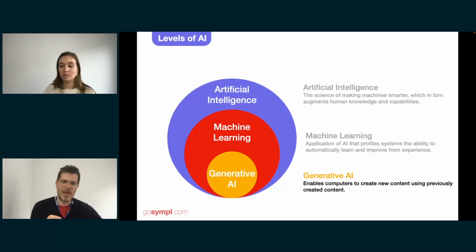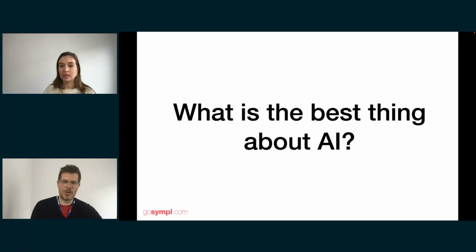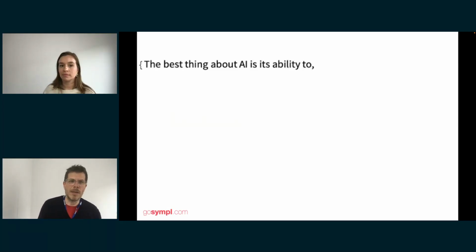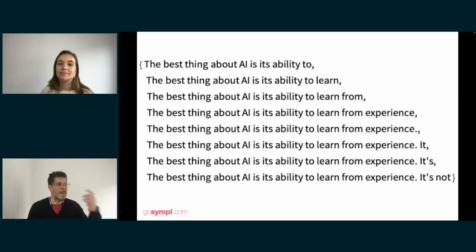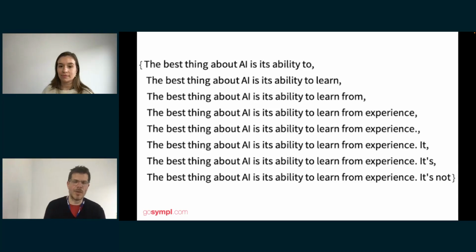And what's very important to understand is the difference. Well, if you ask ChatGPT, what is the best thing about AI? It will start building words and it will start to calculate what is the best word to come after the next word, and that's how it will build sentences. So an answer might be, the best thing about AI is the ability to, and it will start adding words based on the data it has learned, and it might make a sentence like, the best thing about AI is its ability to learn from experience, and it can build a whole text like this.